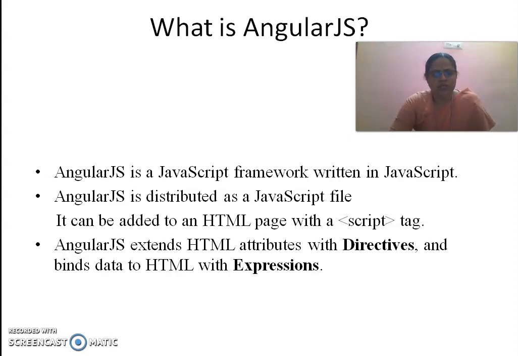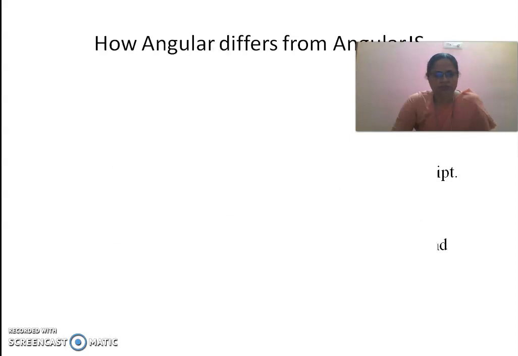AngularJS is a JavaScript framework written in JavaScript. AngularJS is distributed as a JavaScript file. It can be added to an HTML page with a script tag. AngularJS extends HTML attributes with directives and binds data to HTML with expressions.